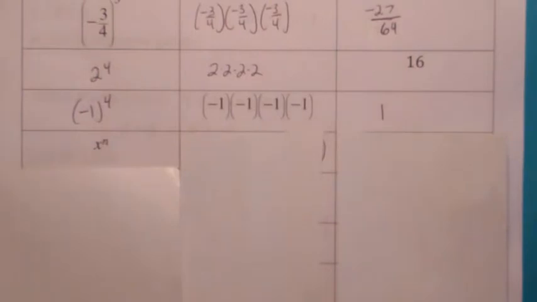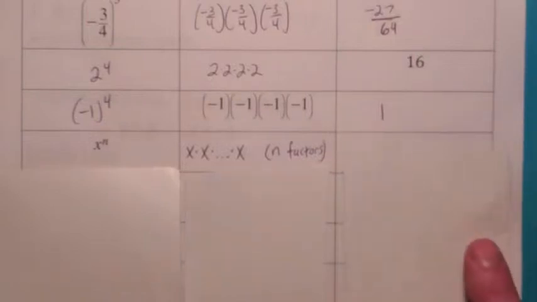What if you have x to the n? Well, the base is x, exponent is n. The n says you're going to have x multiplying itself n times. Now, we don't know what n is, so this is the best we can do. Write it as x times dot dot dot times x, n factors. And there is no natural form for this, is there?